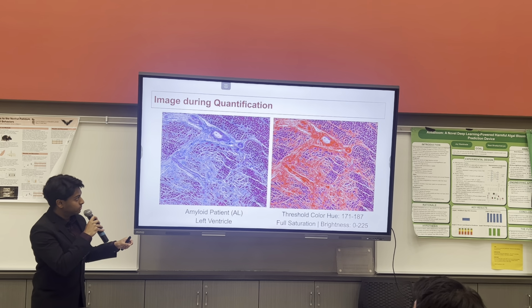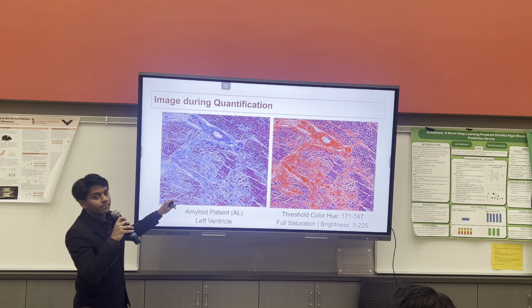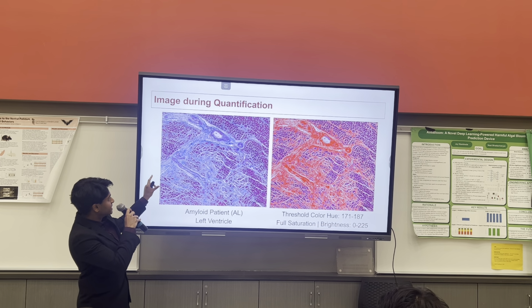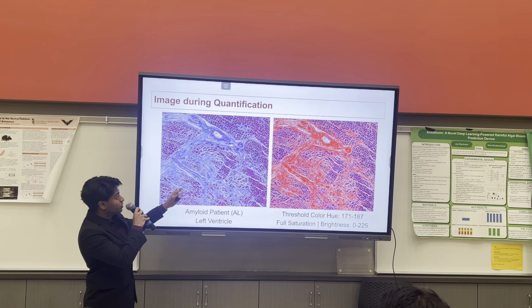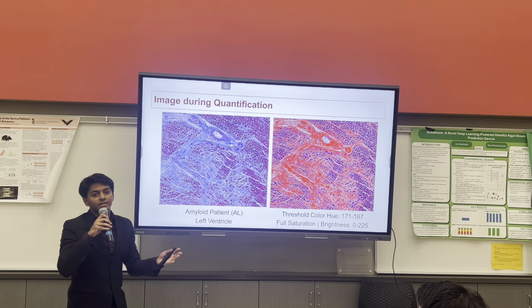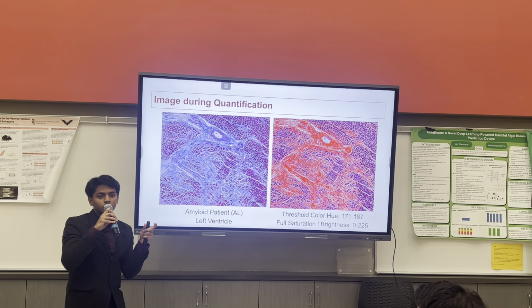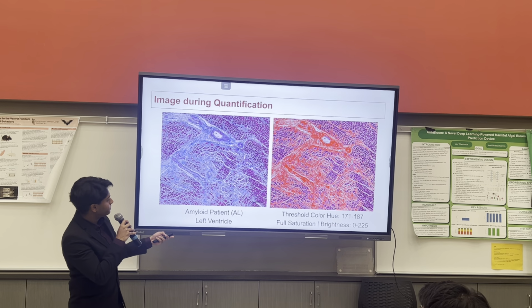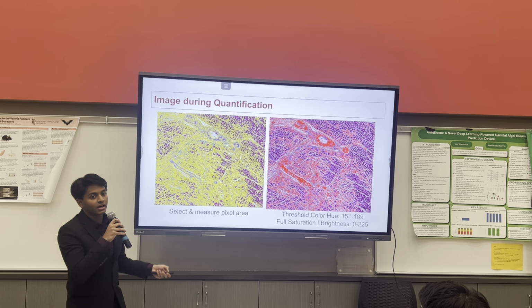Yeah. So blue, you can't see it with the naked eye, but ImageJ will pick it up. The blue is the subtle pixels that you can't really see within the image, and the blue and red would be the pixels with RGB value between the hue of 151 to 189, which gets blue and red.